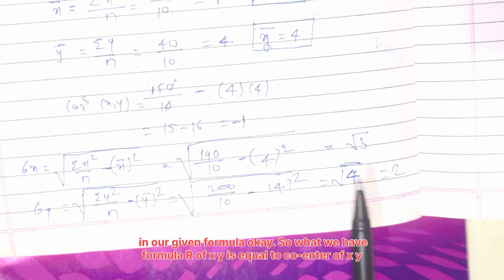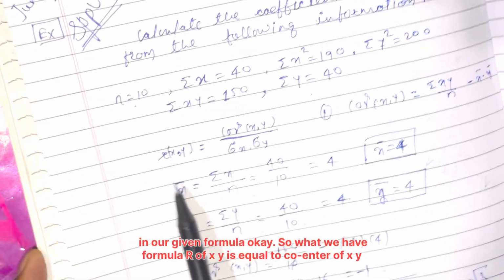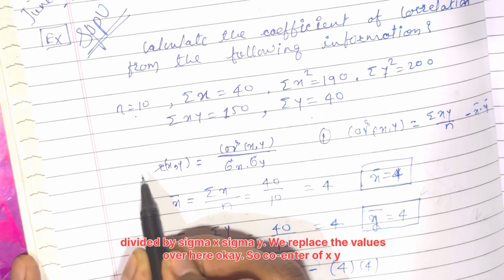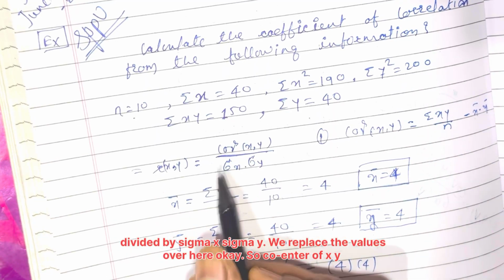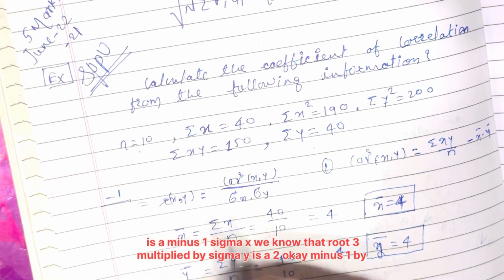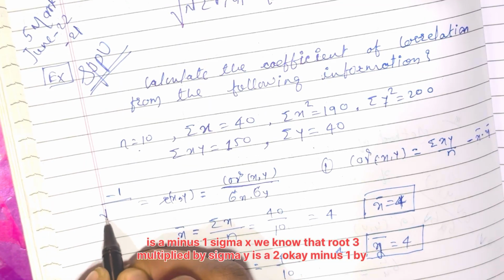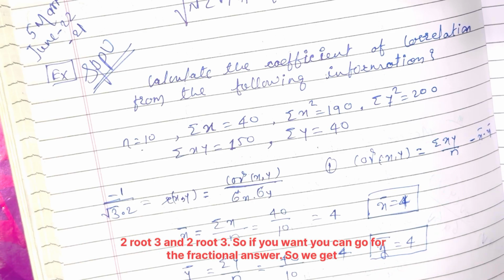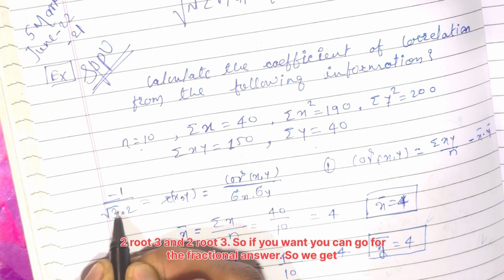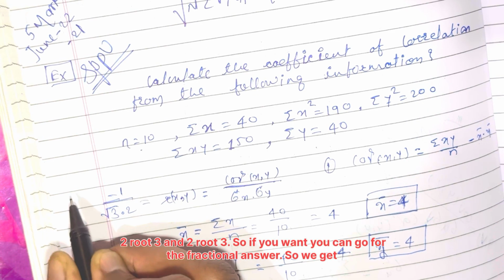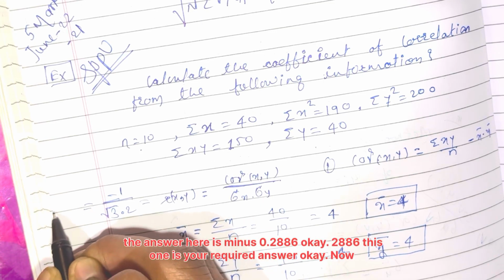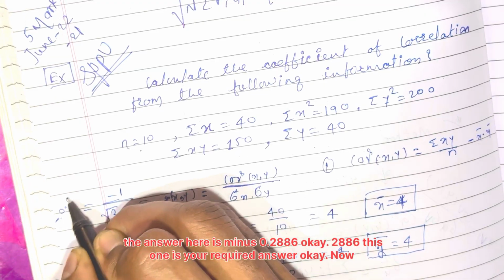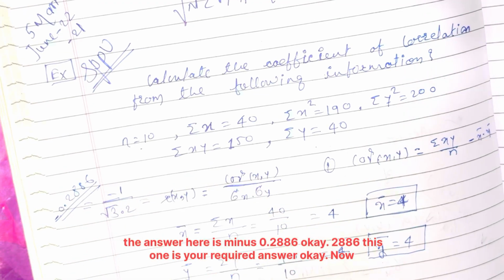Put these values in our given formula. The formula is r of xy equal to covariance of xy divided by sigma x sigma y. Replace the values: covariance of xy which is minus 1, sigma x is root 3 multiplied by sigma y which is 2, so minus 1 by 2 root 3. If you want, you can go for the fractional answer. So we get the answer minus 0.2886. This is your required answer.